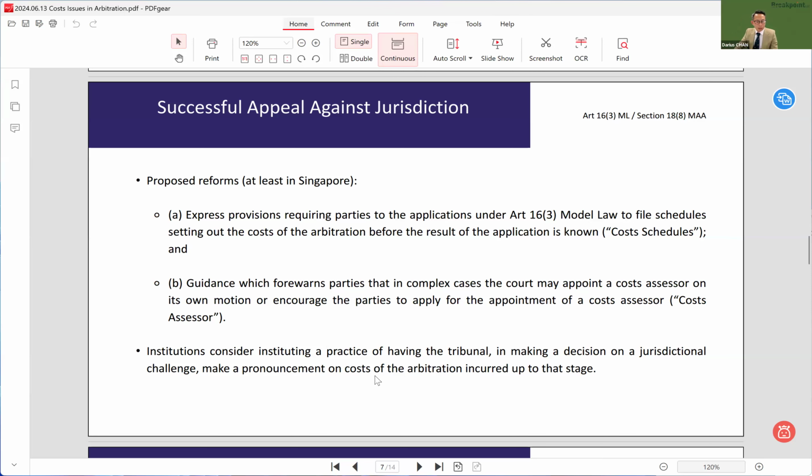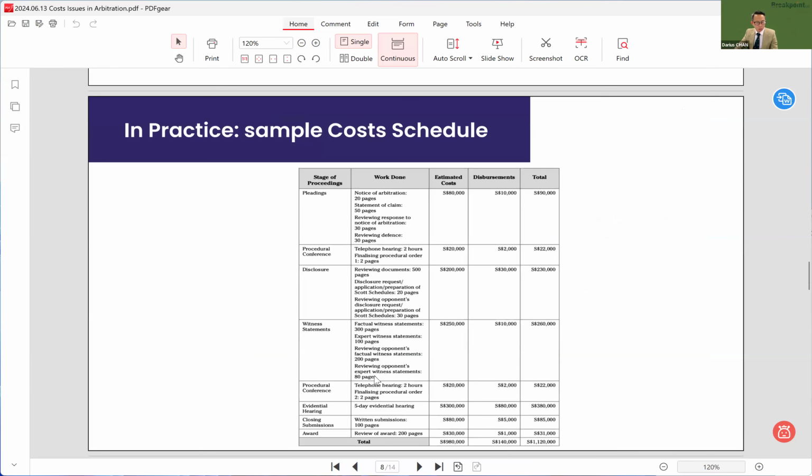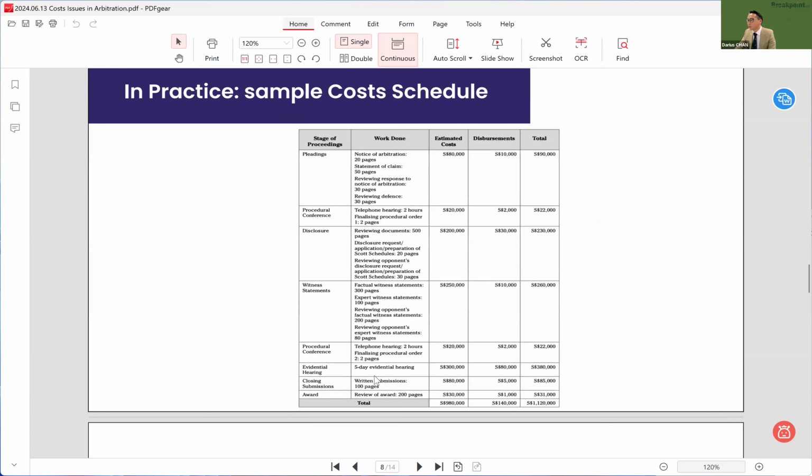Okay. Now, I'm conscious of time, so in my slide, I've set out a sample cost schedule that people have advocated for that can be used when trying to seek the help of the court to tax the cost of the arbitration.